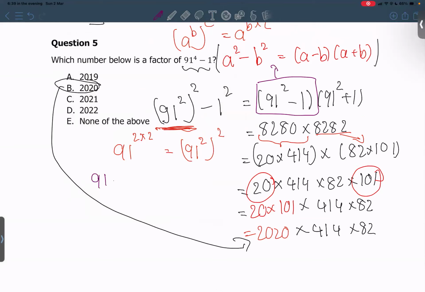You'll get 91 minus 1, 91 plus 1, then you'll get 90 times 92. And from this, you can expand them both out using prime factorization and put them both together. It's not really a trick that you need to know. It just depends on how you divide that number. From this, I just divided by 20 and I got 20 times 414 like that.